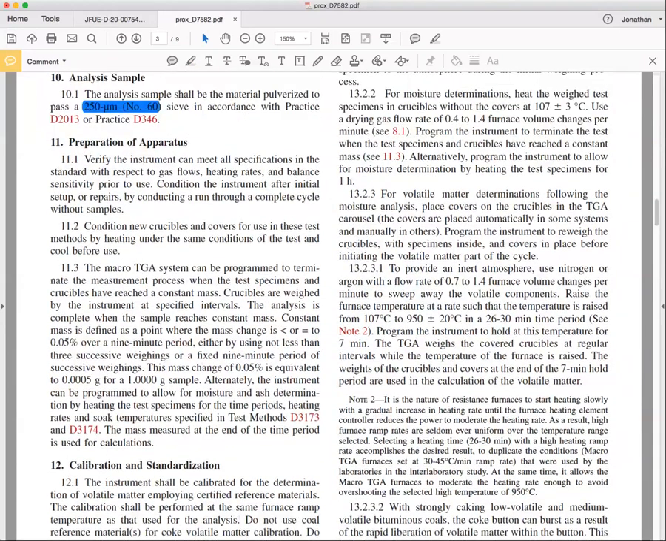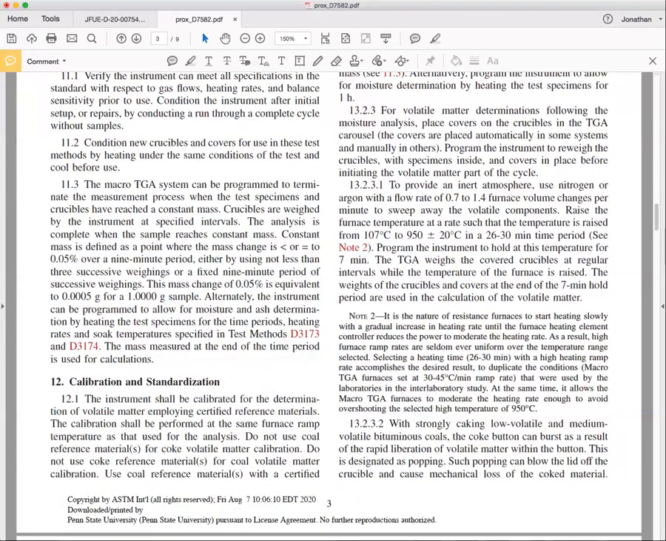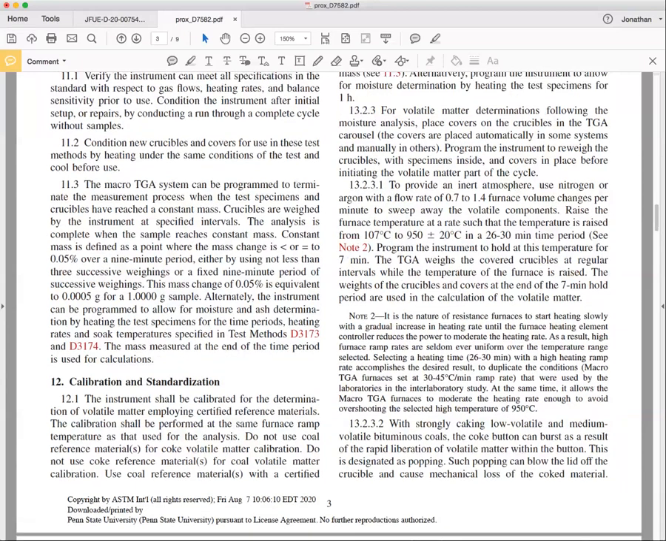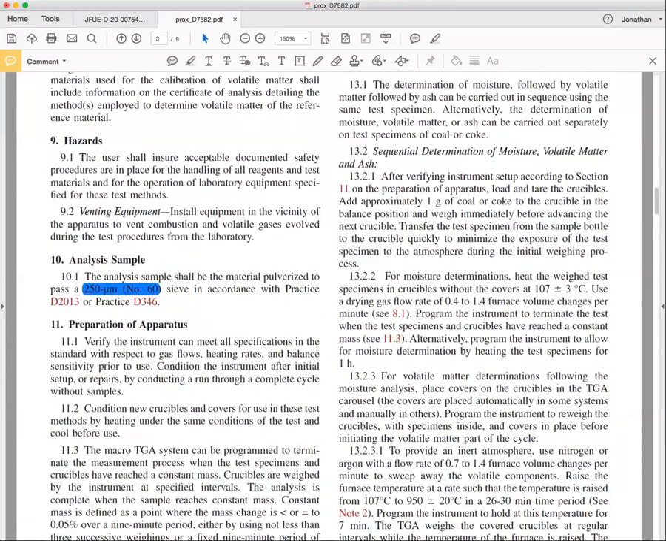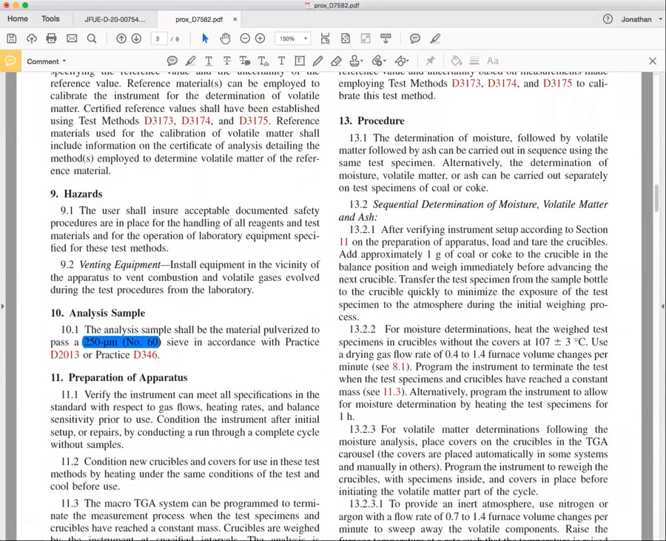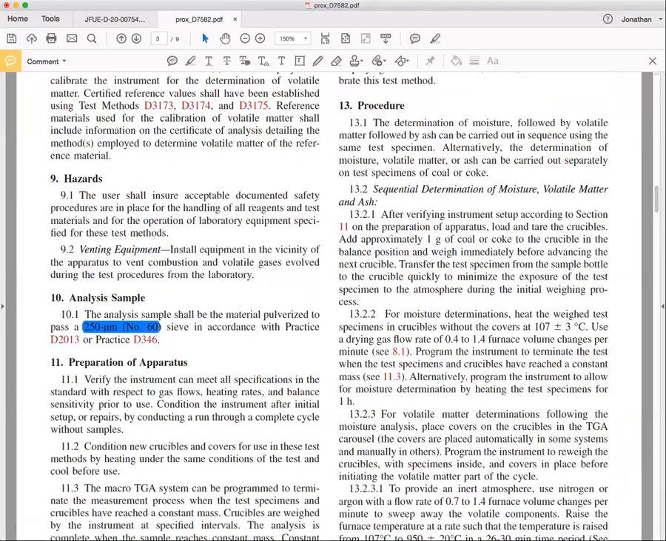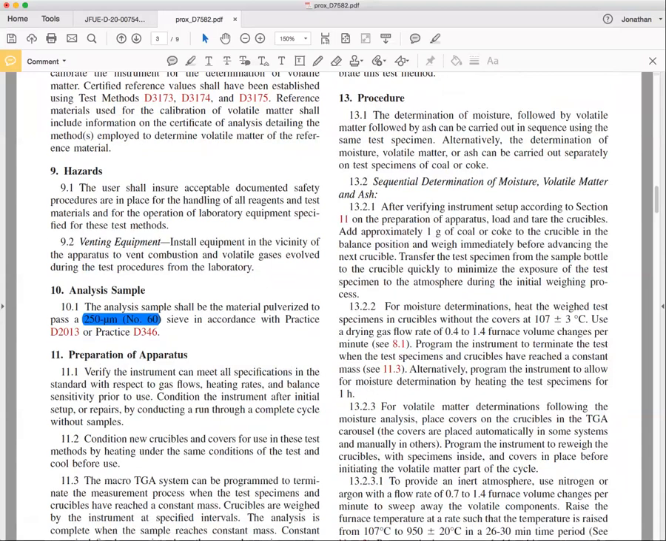Don't worry about the preparation and apparatus for this. This is just on startup of the very first use. Don't worry about calibration. Calibration is more important when you get to the ultimate analysis. So procedure, again, this is going to be helpful for your theory.